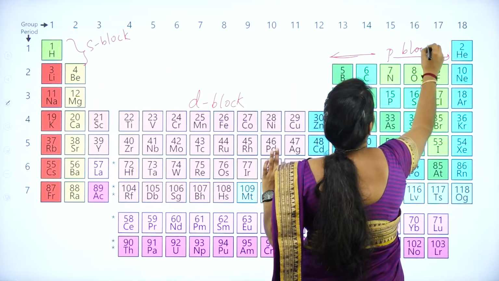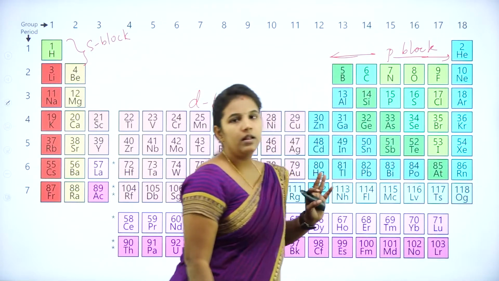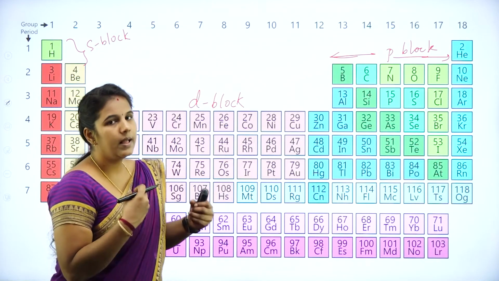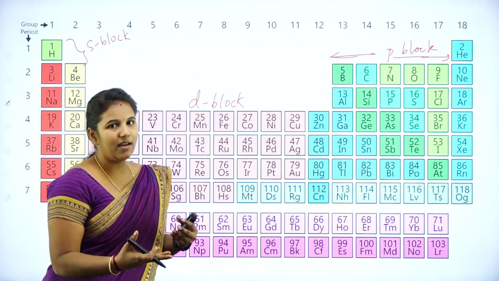P block element. This is the last group, group 18, which is known as what? Noble gases or inert gases, because they do not react with any other element.